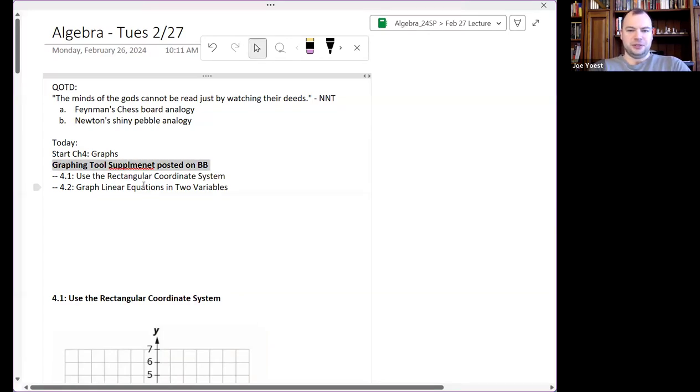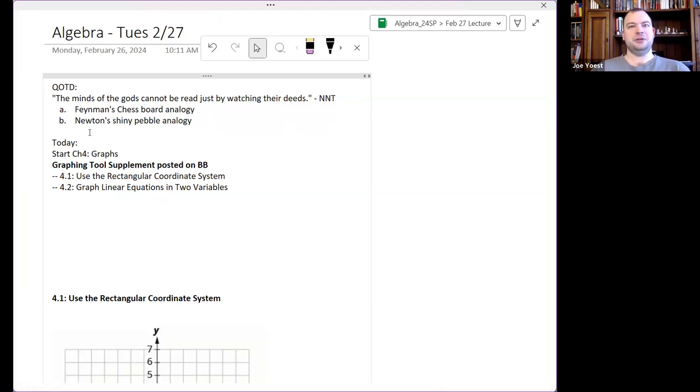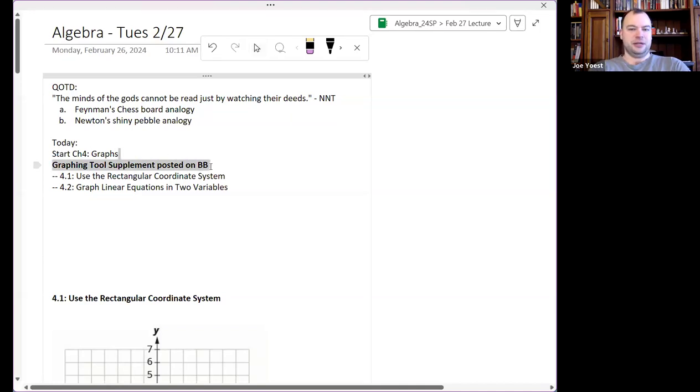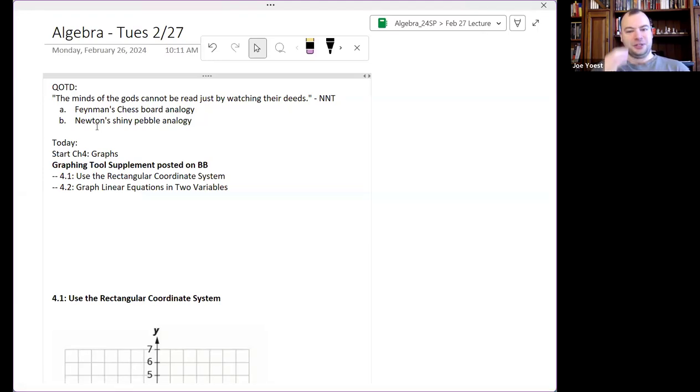Super important note, I didn't spell that right. There is a graphing tool supplement posted on Blackboard. So unfortunately, the WebAssign graphing tool, the native embedded graphing tool that you use to answer some of the graphing questions, has a little bit of a learning curve to it. A couple of the buttons, it's not 100% clear exactly how to use them, and that's what this supplement walks you through. So I would strongly recommend before using the graphing tool on WebAssign that you just take a glance through that supplement.